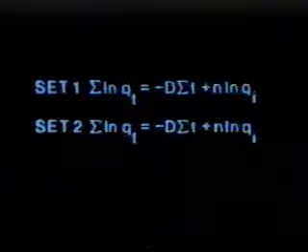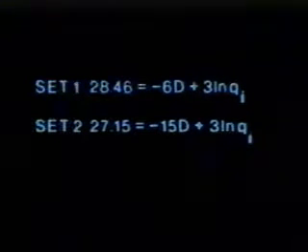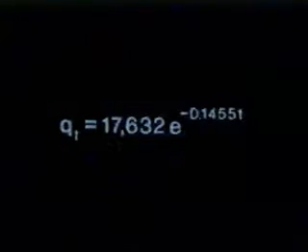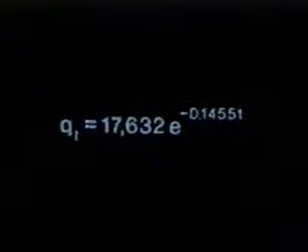If we write the equation for each month and sum the 3 points for each set, we obtain the two equations shown here. This allows us to solve for Q sub I and D, and then to write our specific equation for Q sub T in terms of time, T. It is this specific equation, then, that we use to extrapolate our data into the future.